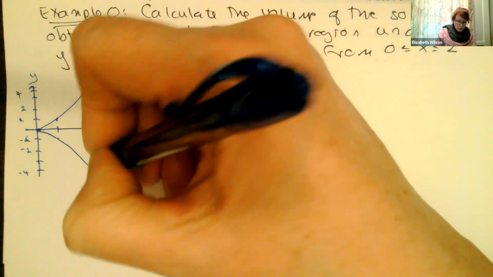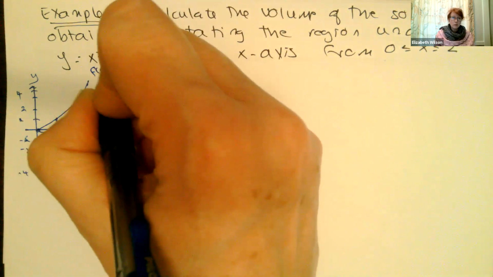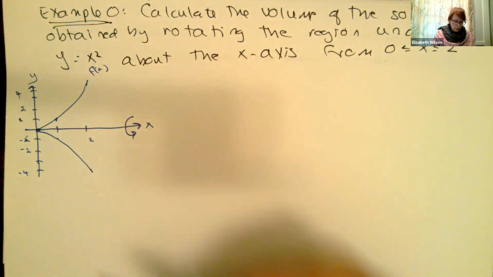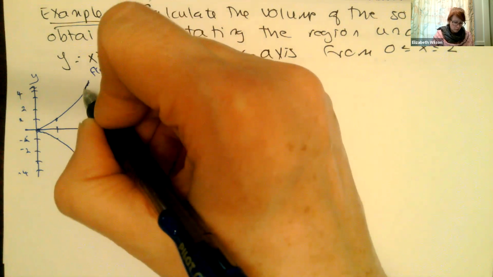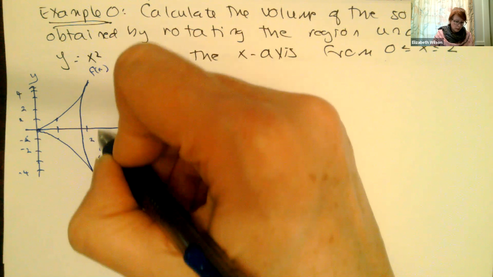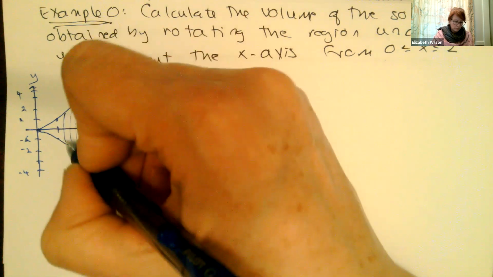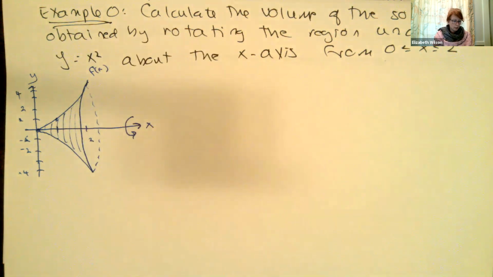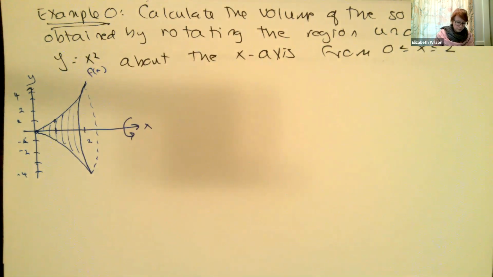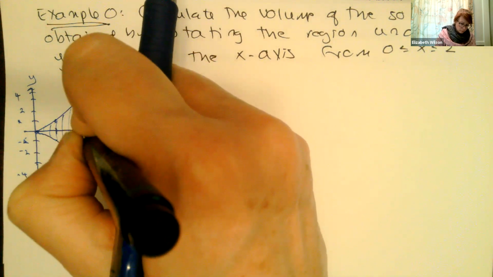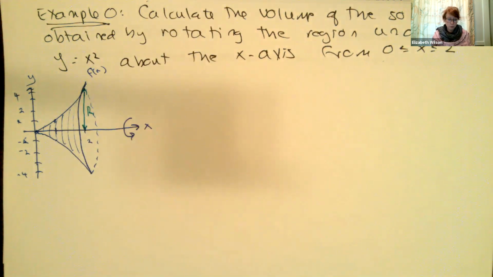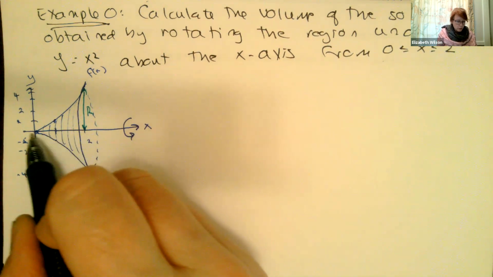Okay, but this is my function here. So this is my f of x. This is what I'm rotating around. So when I rotate this, I get this shape right here. So I have all of these circles as I go. Okay, so my radius on here, that's the radius of my circle. It's the radius in the outermost circle, right? I'm going to have all these different radii as I go from 0 to 2.